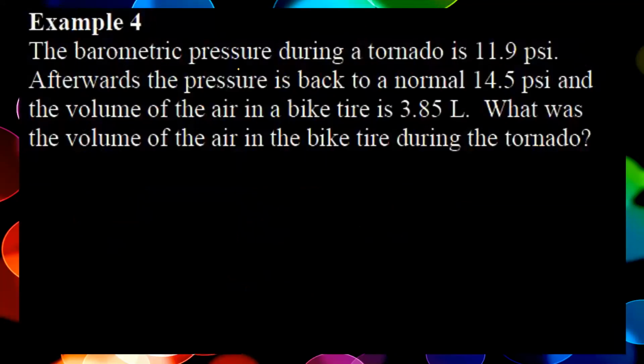All right. One last one, and then we're going to get to the practice in Canvas, and I'll be here to help you out. The barometric pressure during a tornado is 11.9 psi's. Oh, I did not give you psi's earlier, but you know what? That's okay.